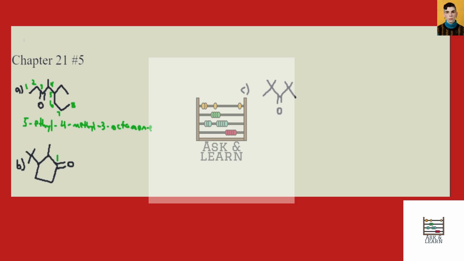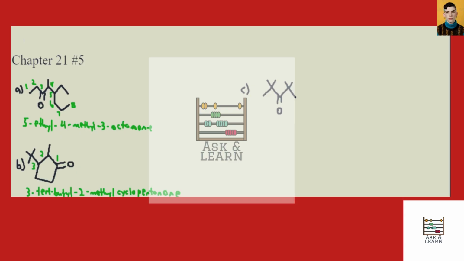So that is going to look like this: carbon 1, carbon 2, carbon 3. And then remember, for alphabetical purposes, we ignore tert. So the butyl takes precedence. So this is going to be 3 tert butyl, 2 methyl, cyclopent, and -one. So 3 tert butyl, 2 methyl, cyclopentanone.